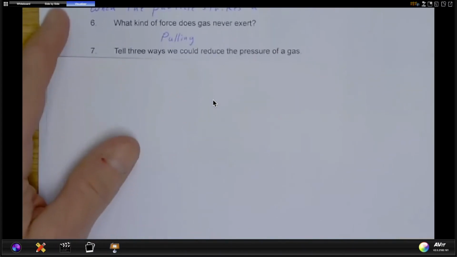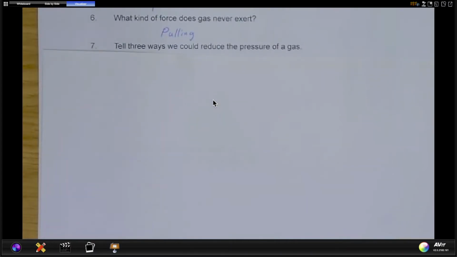And finally, these are really crucial also in our drawings. It says, tell 3 ways we could reduce the pressure of a gas. In other words, to make them hit the surface less often. 1 would be make a bigger volume. When we put the ping pong balls in the bigger box, they didn't make as much noise because they had to travel further before they hit the side, and the hitting the side is when we get the pressure.